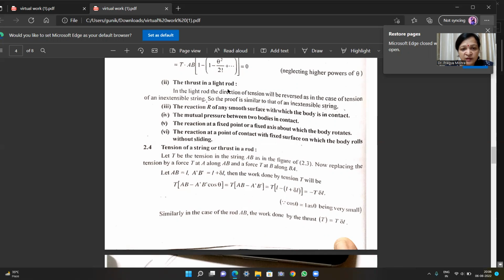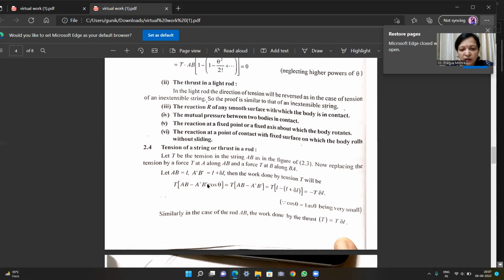So जैसे अभी यहाँ पर प्रूफ किया है उसी टाइप से we can also obtain the tension of a string. Let T be the tension in the string AB as shown in the above figure, and now replacing the tension by a force T at A along AB and a force T at B along BA. So finally we get T times AB minus A dash B dash cos theta.